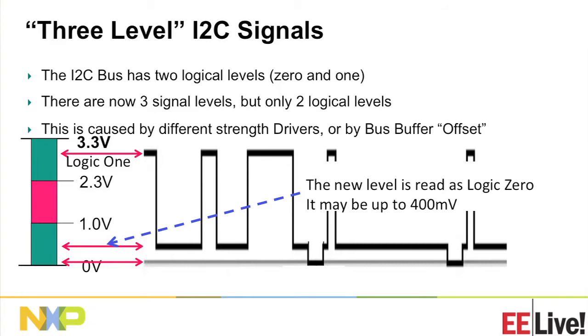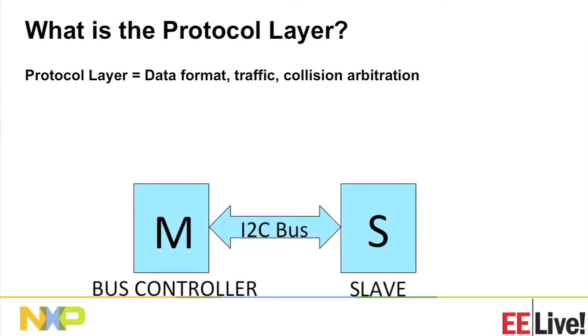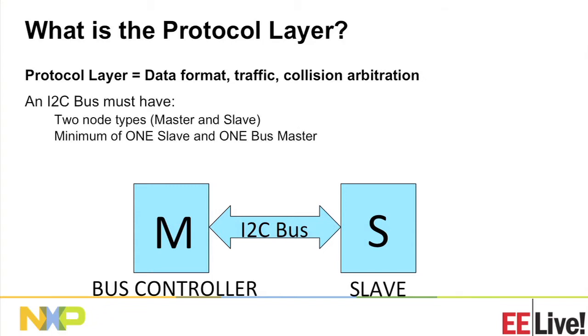Any questions up to this point? Okay. We'll switch gears. Protocol layer. Protocol just means how you format the data, how you move the traffic on the bus, and how you stop collisions if more than one device is trying to speak at the same time. So here we are with our basic diagram. We have a bus controller, and we have a slave device, and we have wiring connecting 2 wires, 2 resistors. So that's the minimum system you have to have.